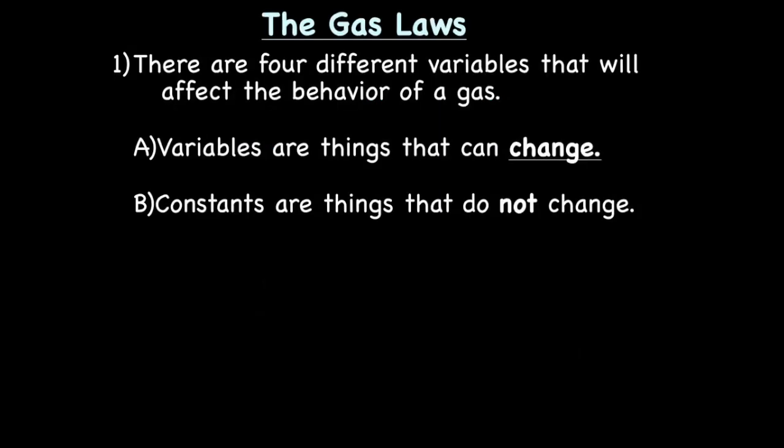All right, let's start with a quick overview of the gas laws, a few terms you need to know. There are 4 variables that will affect the behavior of a gas. So, a quick definition of variables and constants. A variable is something that can change, and a constant is something that does not change.